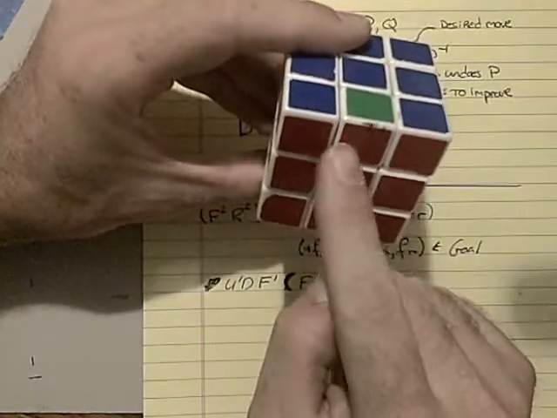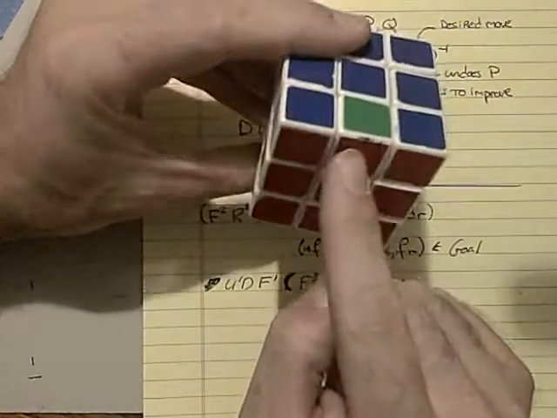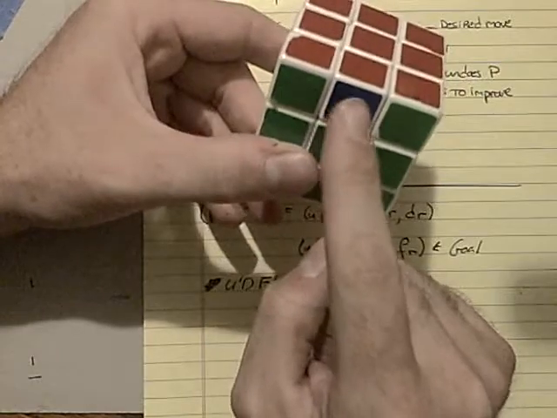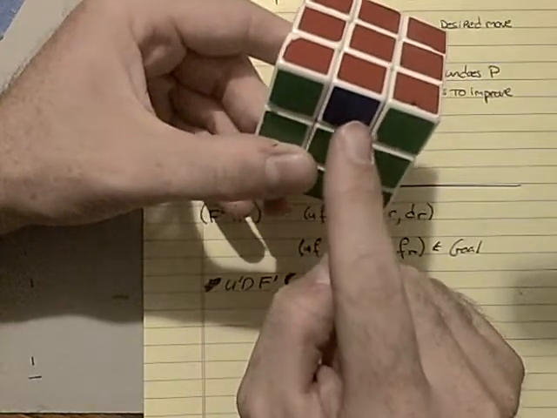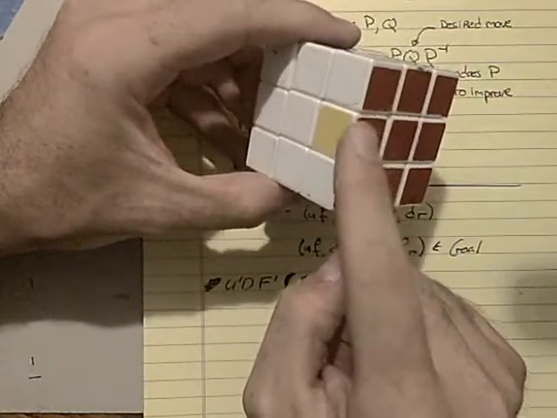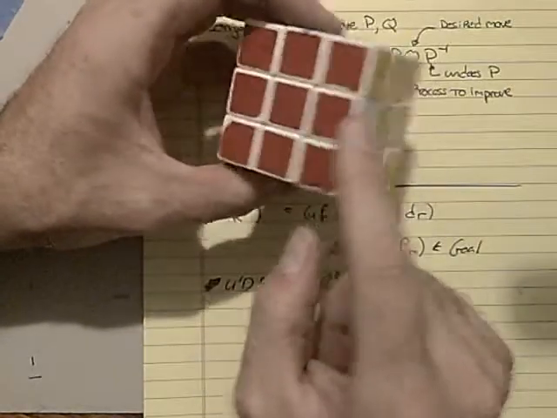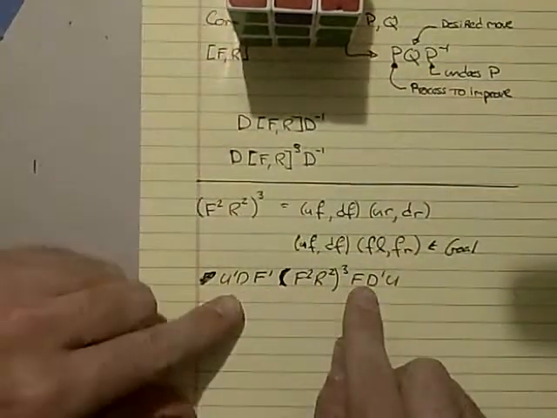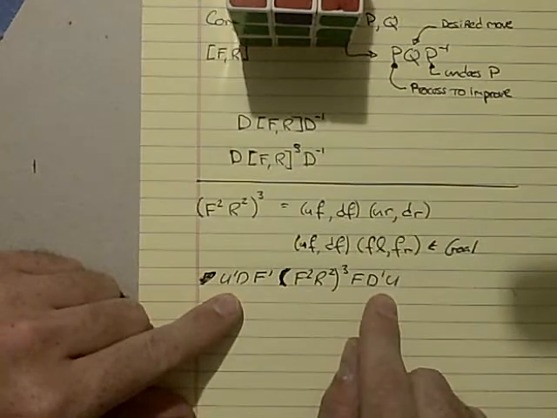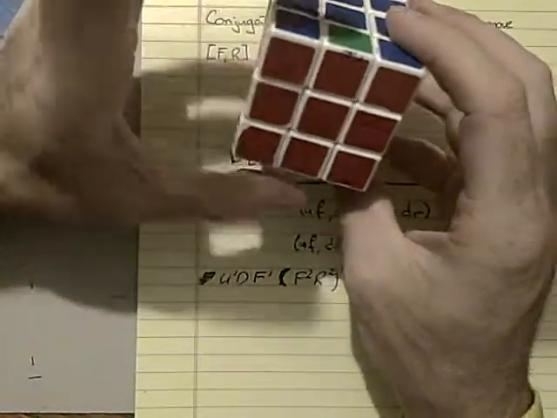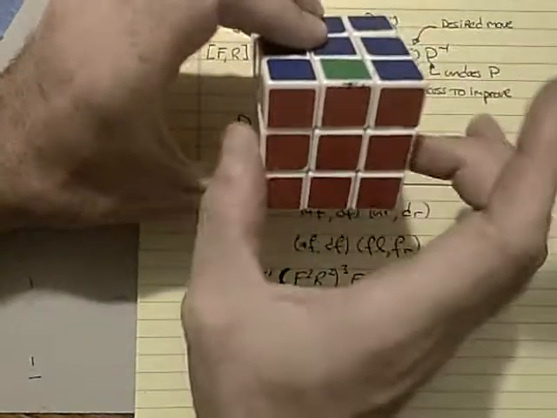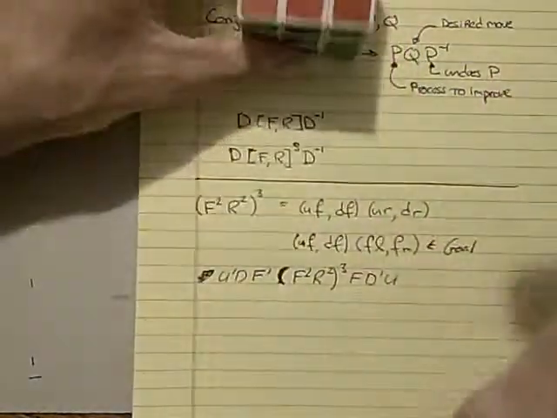Now the result is that the up front has been switched with the down front, right? And also the front left has been switched with the front right. So using a conjugate, right, sandwiching this move between these 2 has allowed me to create a process whereby I switch opposite edges. All right.